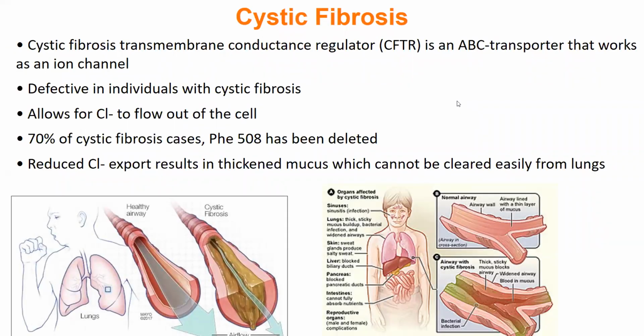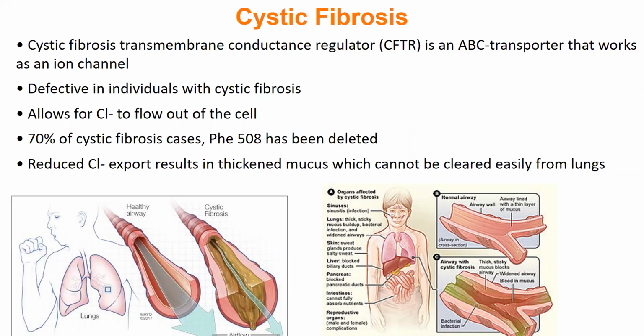And one common disease that is caused by ABC transporters is cystic fibrosis. Normally, most people have CFTR inside their lungs, which is called cystic fibrosis transmembrane conductance regulator, or CFTR. And it's an ABC transporter that transports ions, and specifically chlorine ions. And they pump chlorine ions out of the cell.